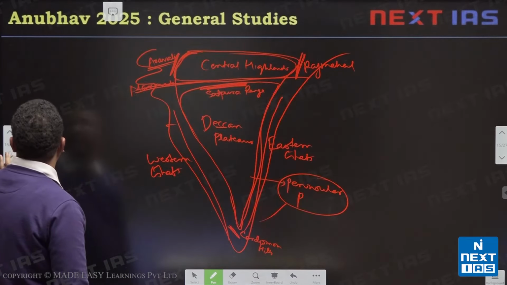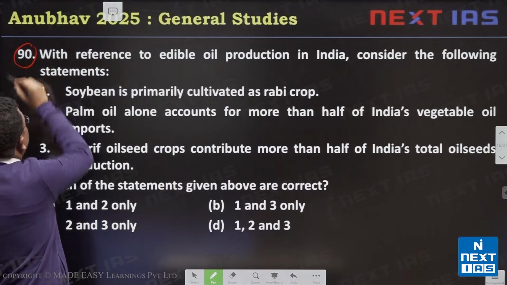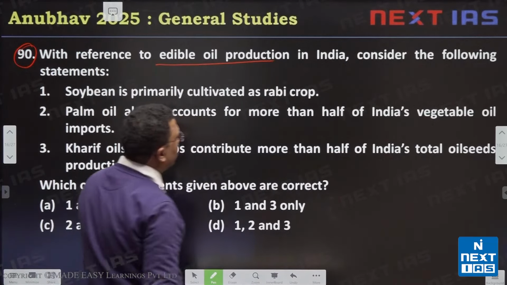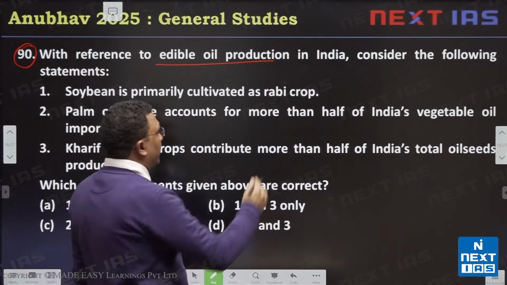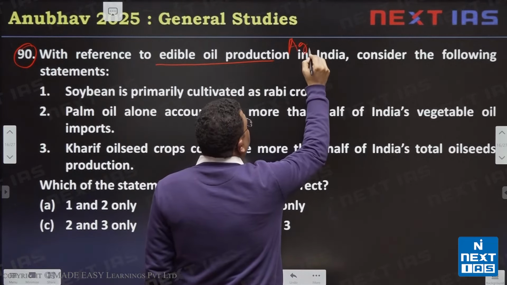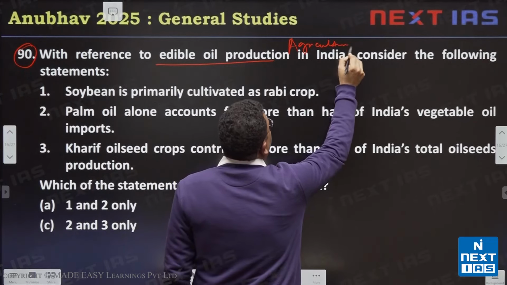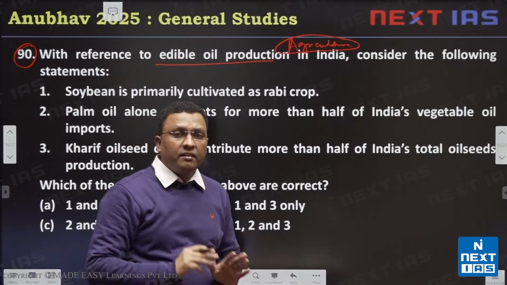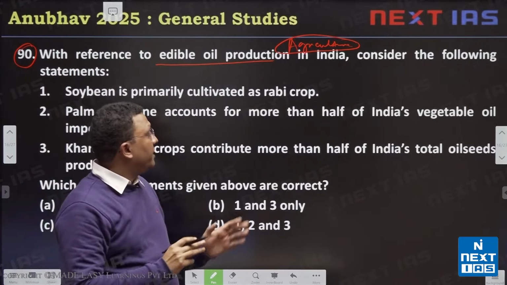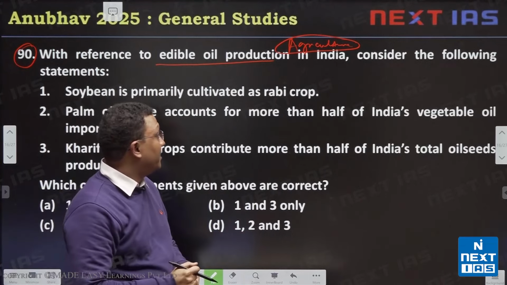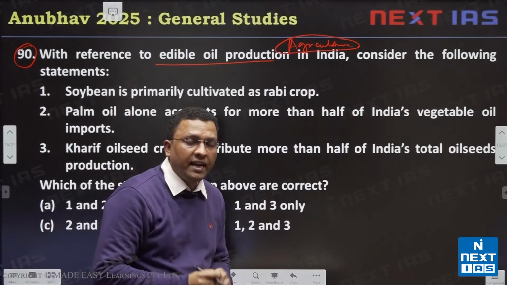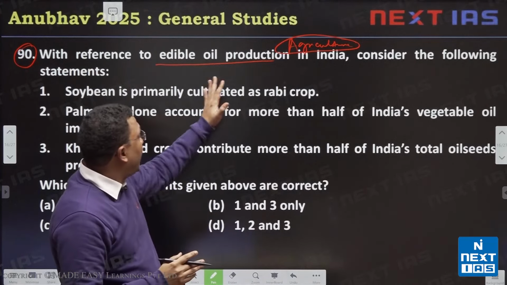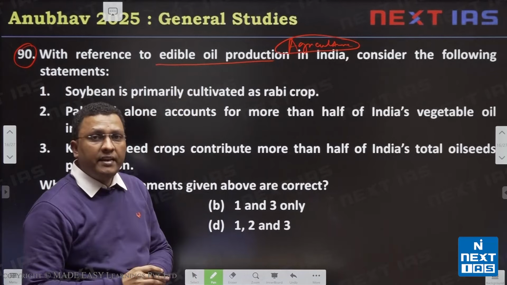Now let's see the next question, that is question 90. It says, with reference to edible oil production in India, consider the following statements. So this again is a question from the topic agriculture, right? So within this topic agriculture, certain crops are asked very often by the UPSC in the prelims examination. And if you see, the Government of India has recently launched the National Mission on Oilseeds. So in that context also, this question becomes very important, right?